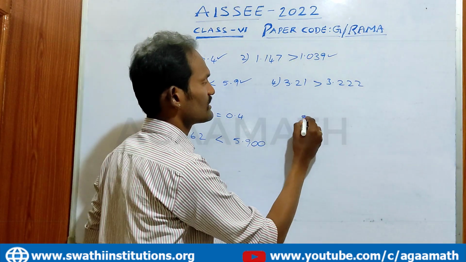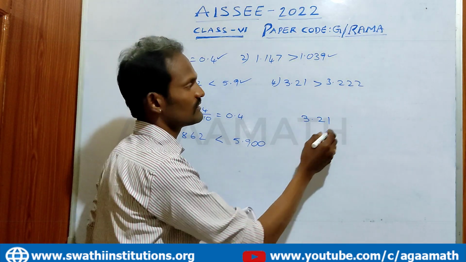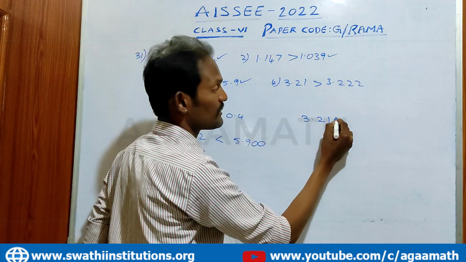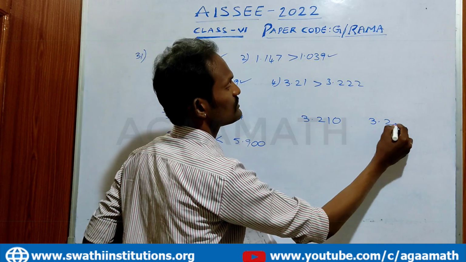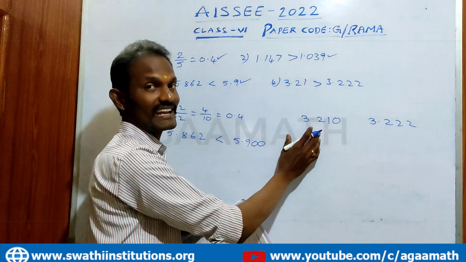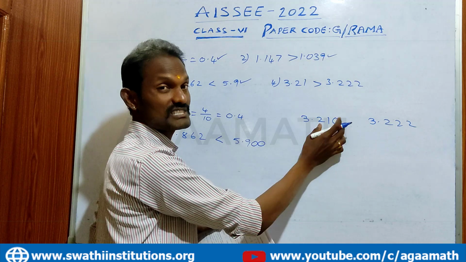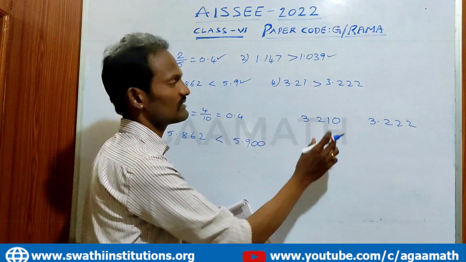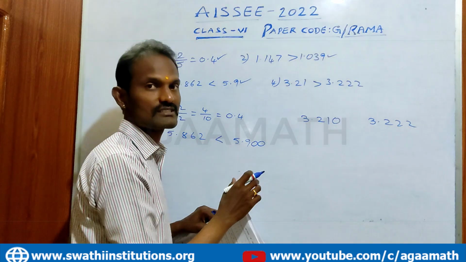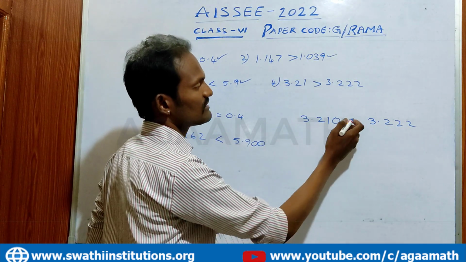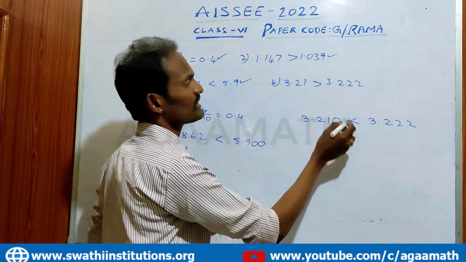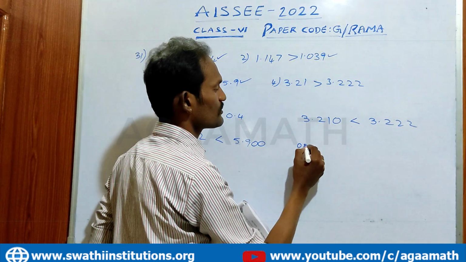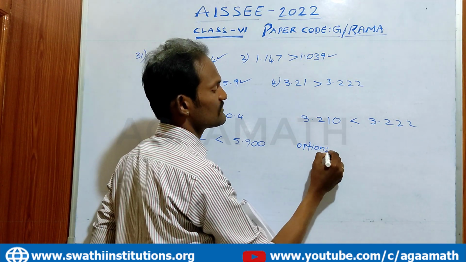We can even check it, like 3.21. I told you, here we have 3 decimals, but there we have 2 decimals. So better I put 1 zero. So now both are like decimals. Like decimals means after the point there should be the same number of digits in the decimal part. Here you have 3 decimals, here you have 3 decimals. Now it is easy to compare, so this is less than, but here it is given greater than. So this is the incorrect one. So option 4 is the right answer for the given question.